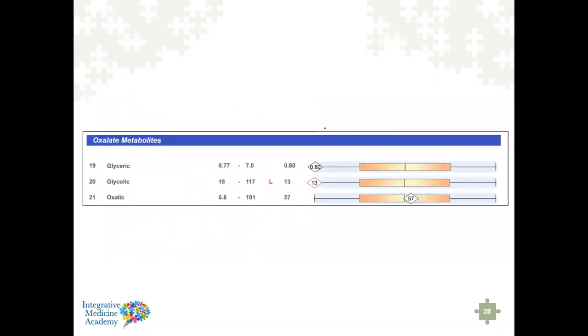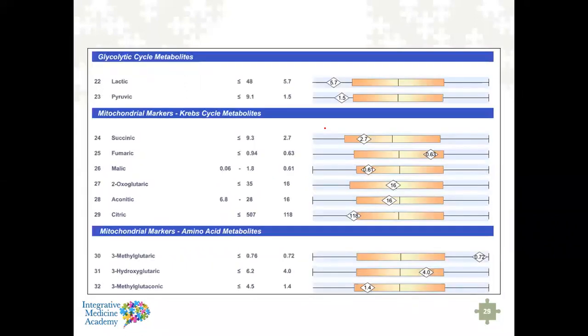We flip the page to page 3. We've got oxalic right at the mean line. And then our glycolic and glyceric are low as well. The low glycolic has very little known clinical significance. So nothing much to speak about in the oxalate section. Not a lot going on in the glycolytic and Krebs cycle section either.